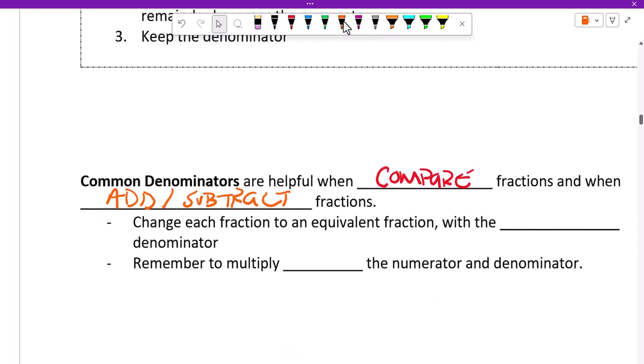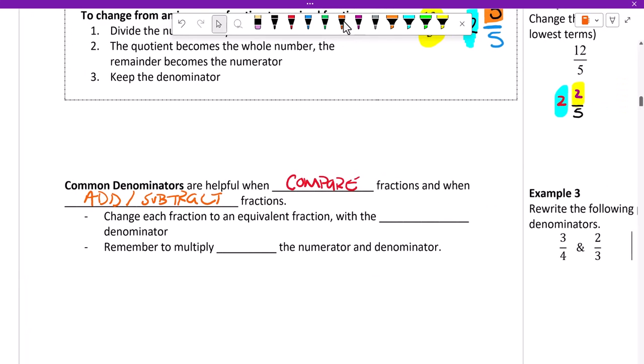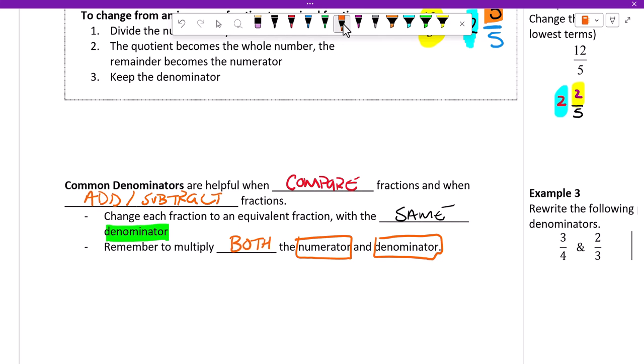So we need to change it so the bottom numbers are the same, but we don't want to change the value. Right? You just want to change how it looks so we can compare them. We do that by multiplying the top and bottom by the same number. Same thing we did on the first page. Right? So we make it into the equivalent fraction, so it has the same value, right? And so you're looking for the same denominator, right? That's what common denominator means. So remember to multiply both the numerator and the denominator. That way you don't change the value.